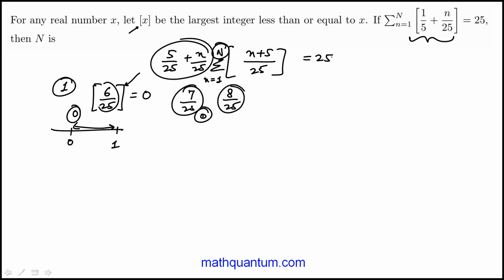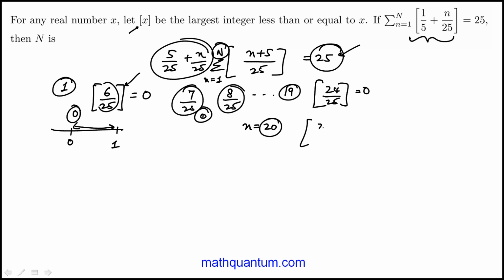So their contribution will be 0 to the sum, and we need to get to 25. So we know that n going all the way to, let's say, 19, where it would be 24 over 25, this would still be 0. So only when you get to n equal to 20 does this become 25 over 25, and then the largest integer that's less than or equal to x, that would be 1. So we know that starting with 20, we'll get a contribution of 1 to the sum.